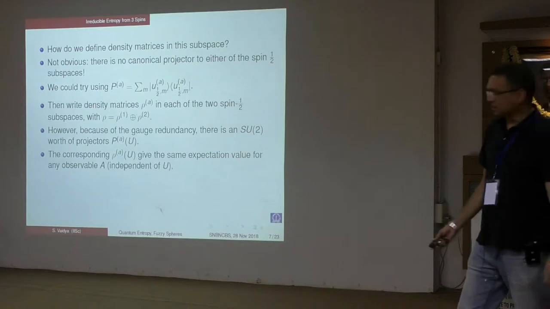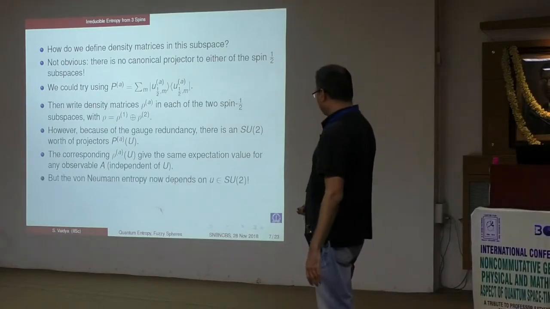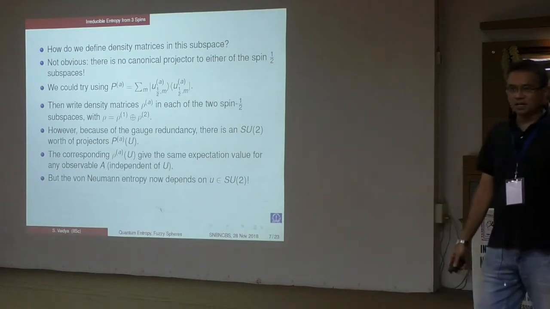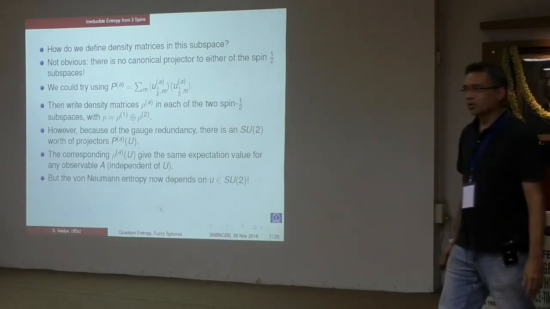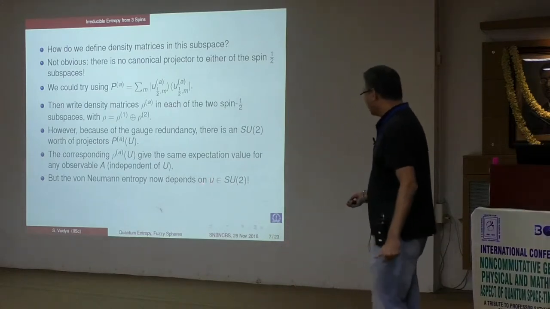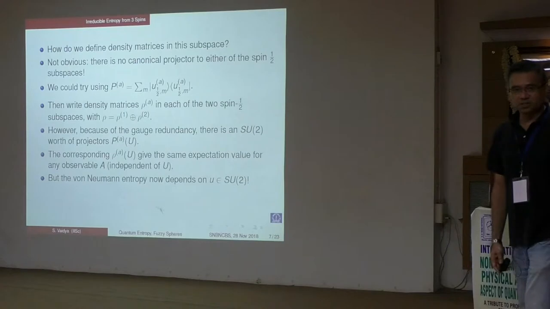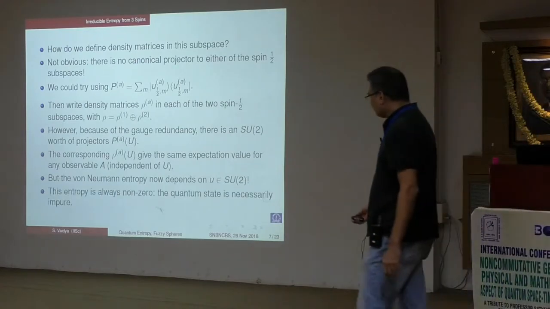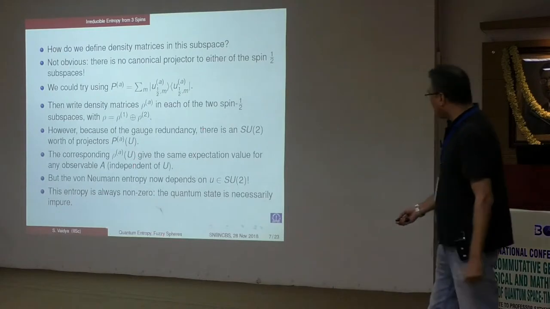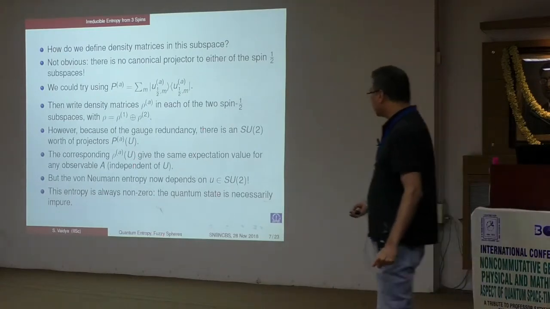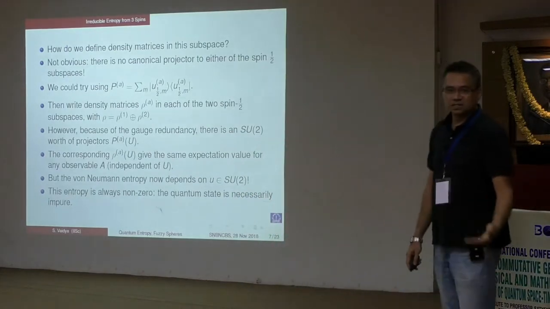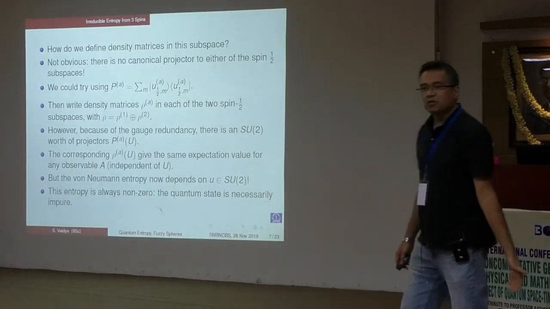This is not surprising. However, the von Neumann entropy, the one that we defined earlier as minus trace rho log rho, now depends on this U. This should have been a capital U. This depends on this SU2 matrix U. And this entropy, as I will argue later on, is always non-zero. So the quantum state, or equivalently the density matrix, that we will construct is necessarily impure.